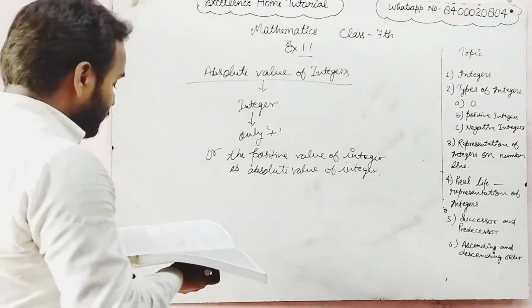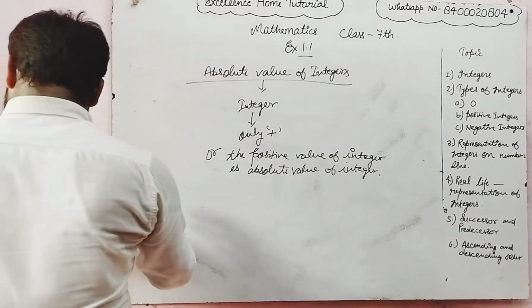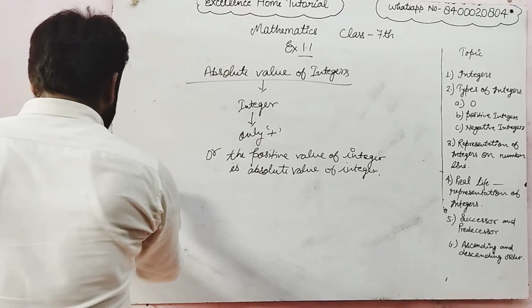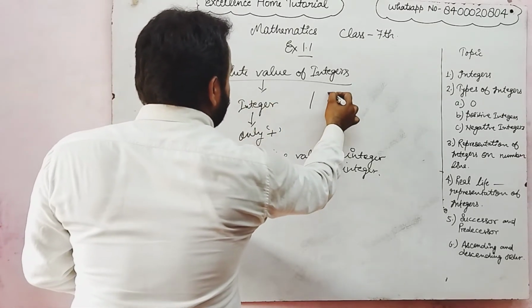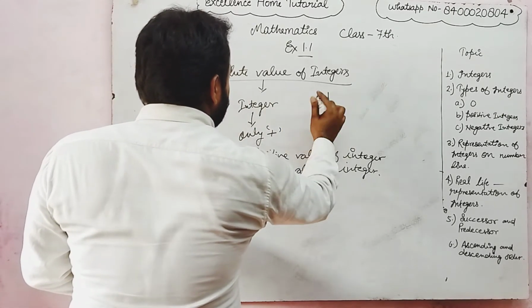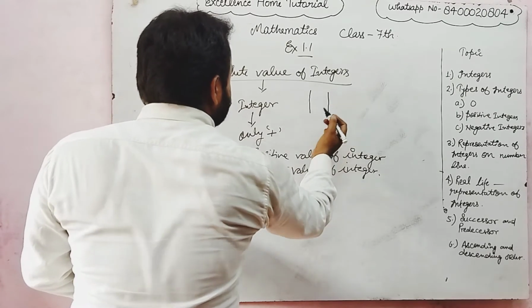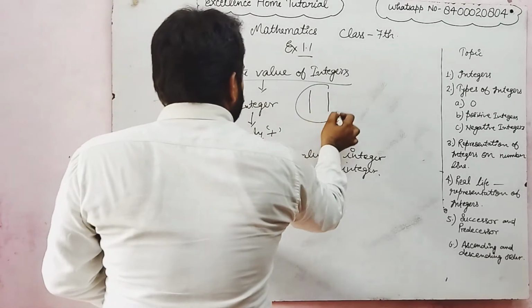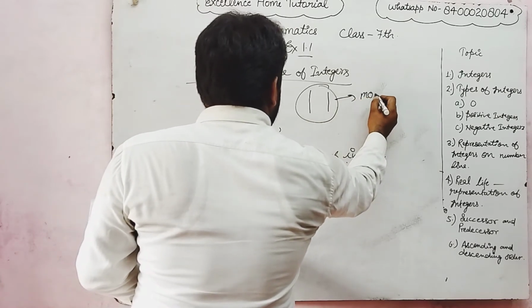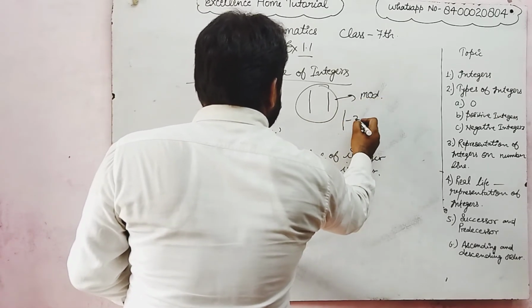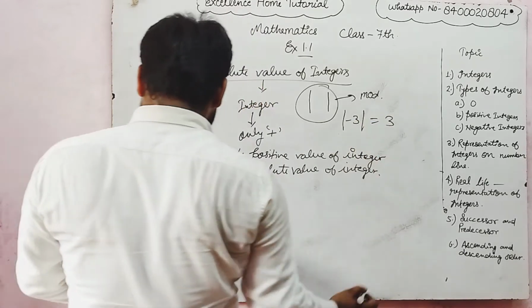Okay, so the question is question number 3. The absolute value is represented by double vertical parallel lines. This symbol is called mod, and mod of minus 3 is equal to 3.